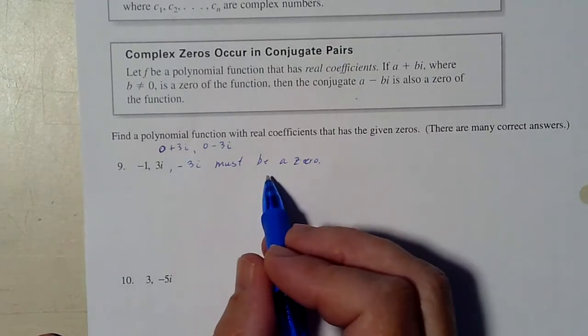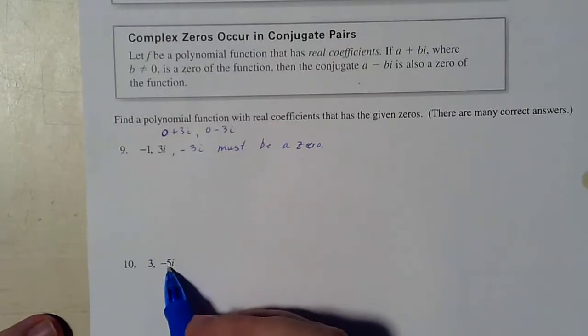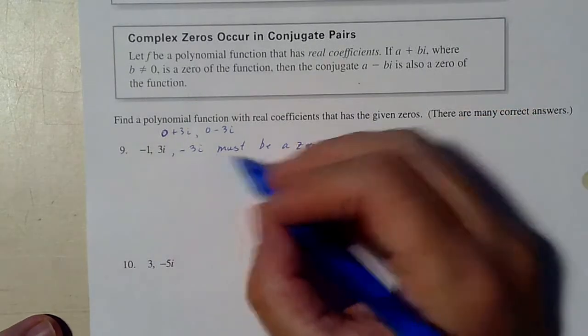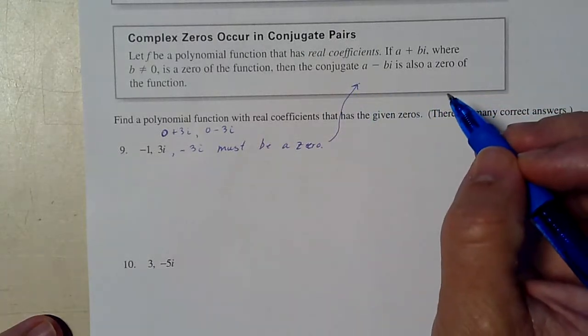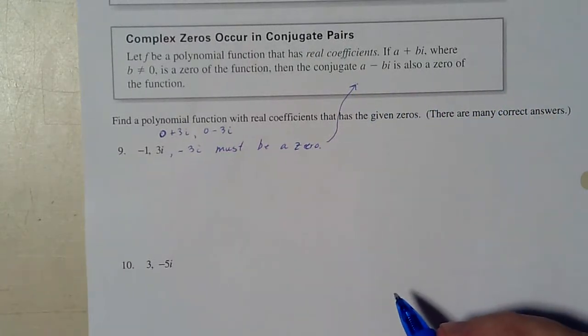We're always going to be able to assume that. Same thing down here. Figure out that conjugate. It must be a 0. And I'll just point up here, it must be a 0 because of this theorem up here. Okay, so here we go.